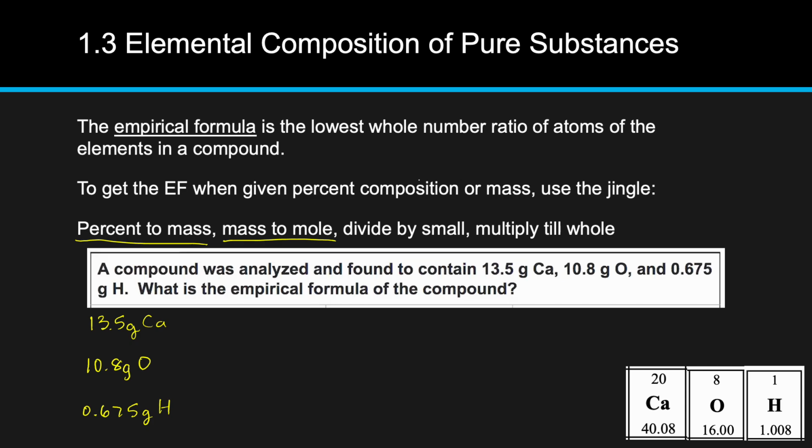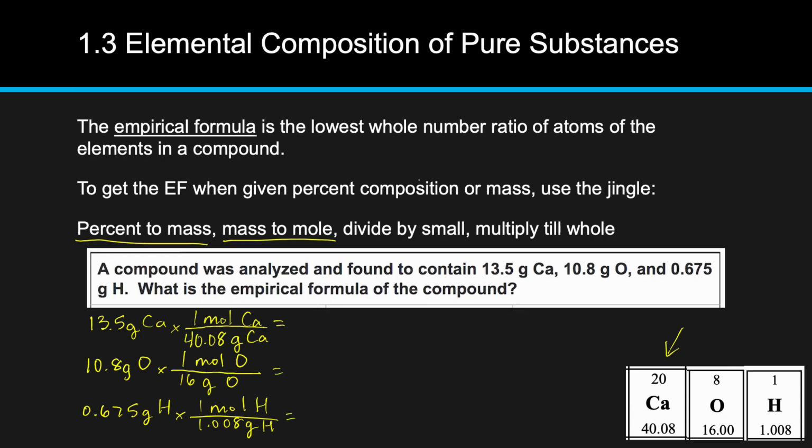So if we want to go from mass to mole, we're going to divide by the molar mass, because we know in 1 mole of anything, it's going to be equal to the molar mass of that same thing. And remember, the molar mass is from your periodic table. So for calcium, we have 40.08. For every 1 mole of oxygen, we have 16 grams of oxygen. And for every 1 mole of hydrogen, we have 1.008 grams of hydrogen. So go ahead and solve for those.